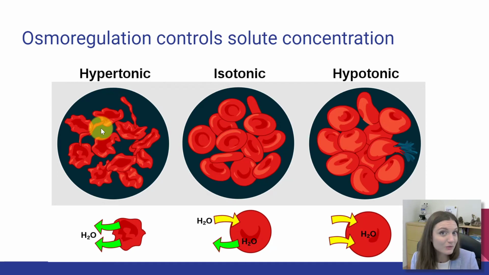Osmosis: water moves to the hypertonic environment. So figure out whichever side of that membrane has more solute, that's the direction water is moving.